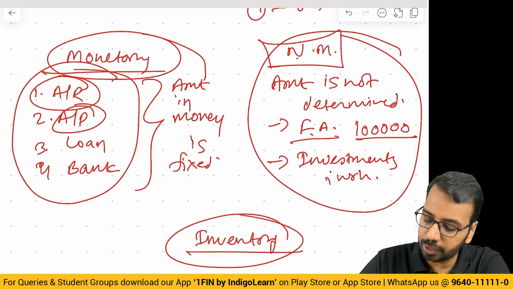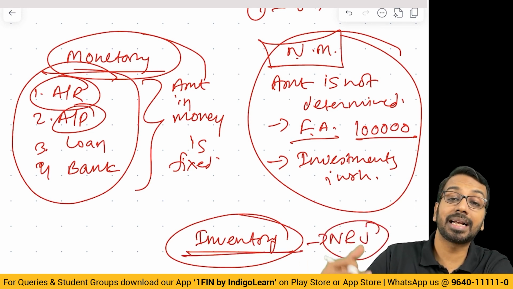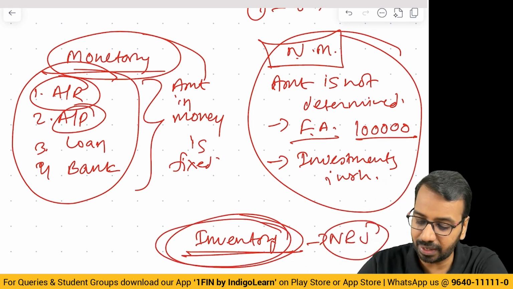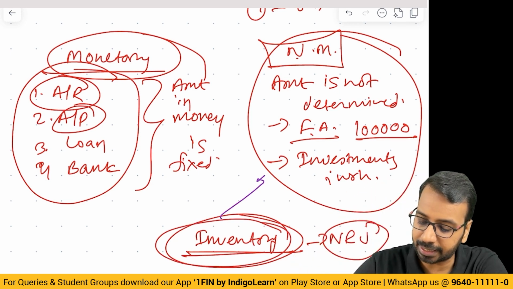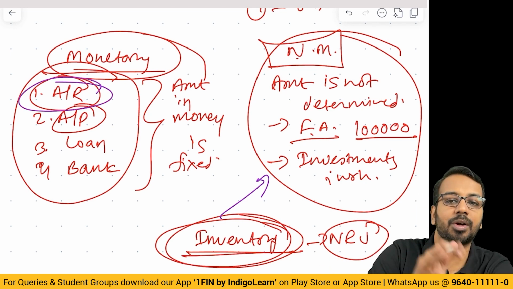Okay. Though we use inventory, we value it at NRV. The amount that we will recover from this inventory is not fixed. So, this inventory becomes a non-monetary item. The moment you sell the inventory and it becomes an account receivable, that becomes a monetary item.